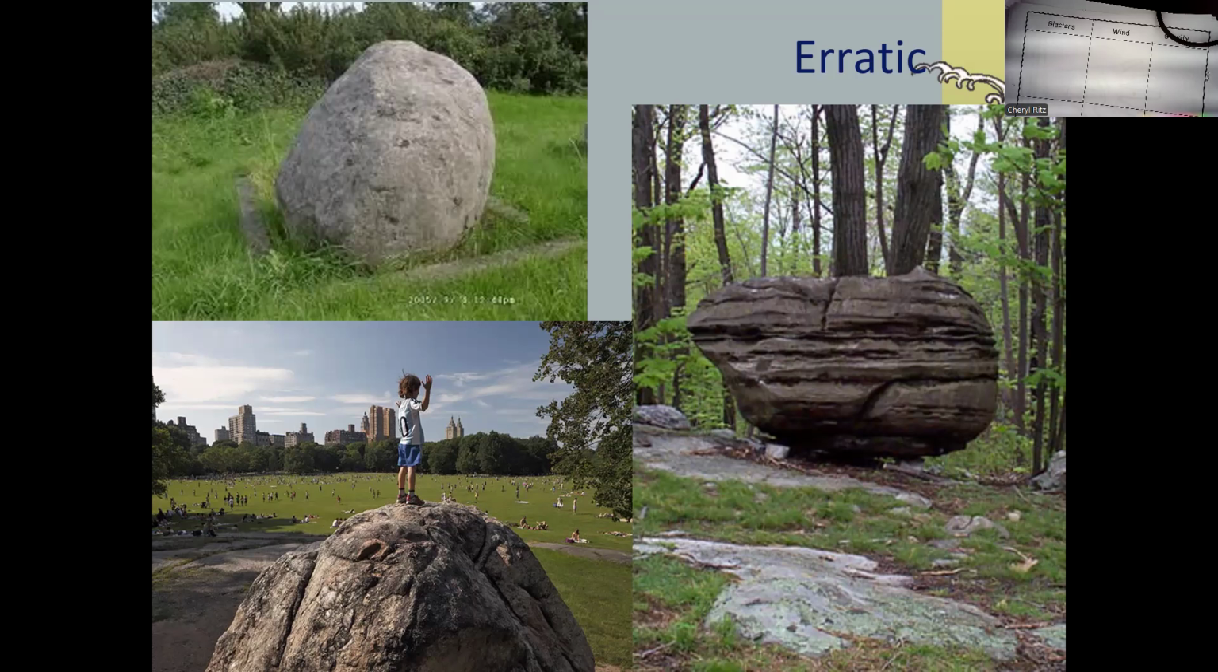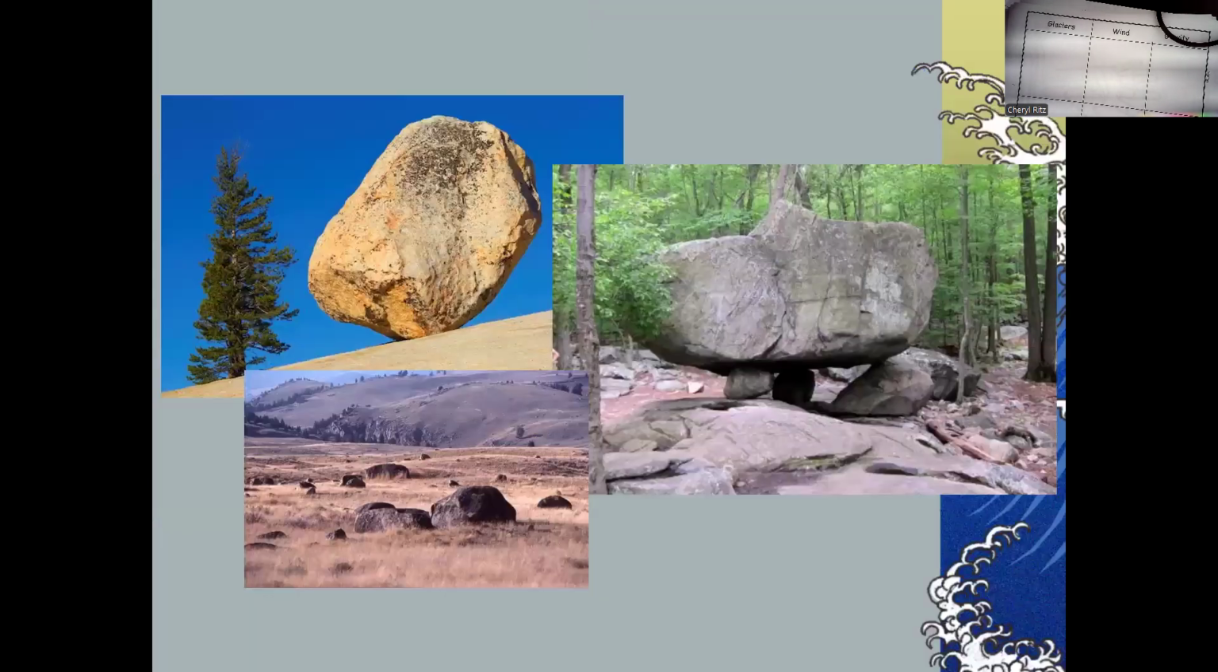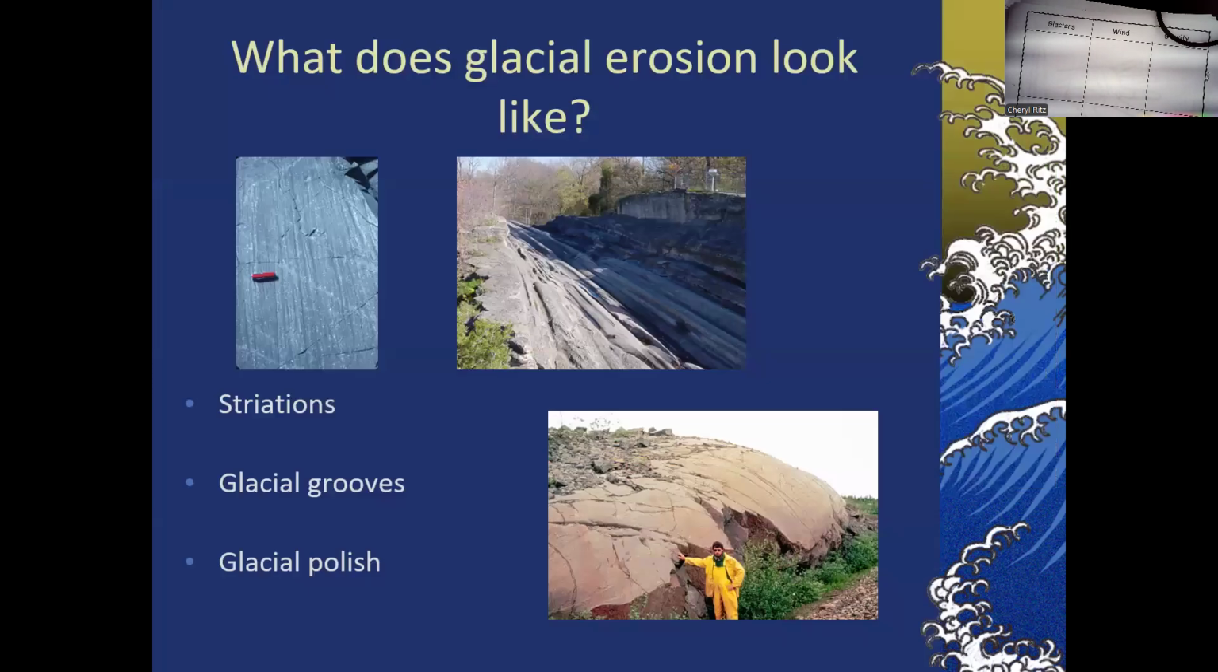So finding these erratic rocks, these rocks that don't belong, is proof that a glacier must have been there. So here's just some more. We've got random giant rocks where they don't belong. We talked about the scratching a glacier will do as it picks up those rocks and then starts to move around.